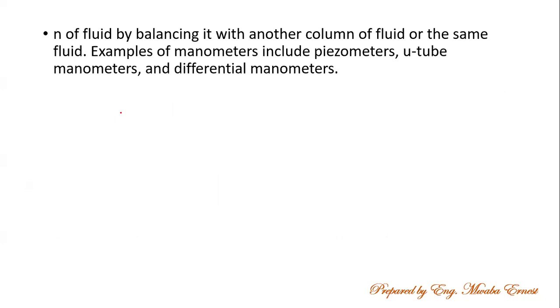What manometers do is simply use a column of fluid, balance it with another one, and from there you are able to determine the pressure. And we have 3 types. They are what we call single column manometers or piezometers, U-tube manometers, as well as differential manometers. These are the 3 types. With differential manometers, we still have 2 further types, where we have the inverted and the normal type.